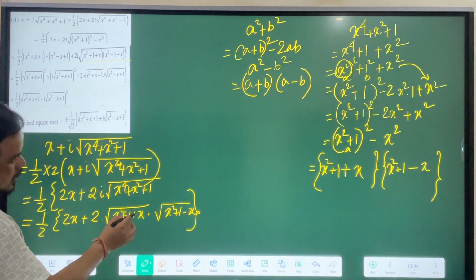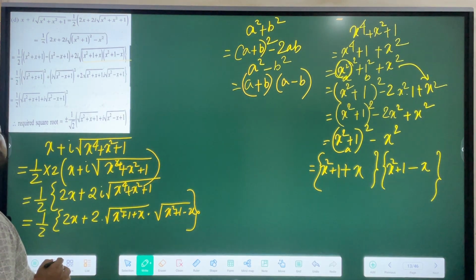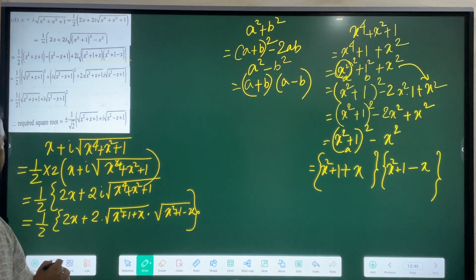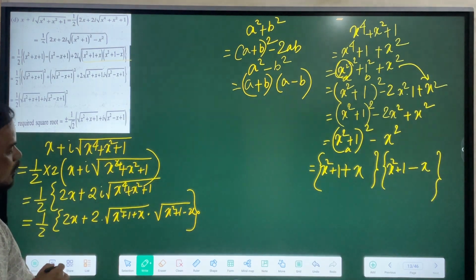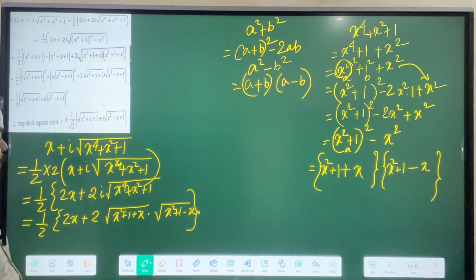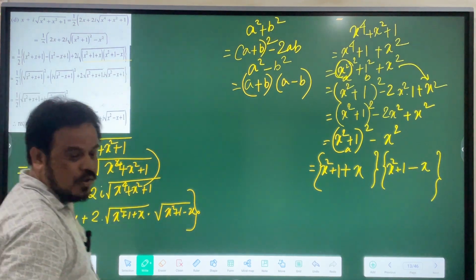This one you see plus x minus x cancel. Plus x minus x cancel. 2x. Look here. Here we have to see now just ordinary calculation. If we keep i for this one, then it will be b square.